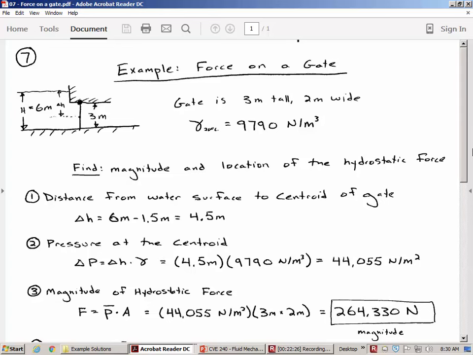Okay, step 2, what's the pressure at the centroid? So 44 kilopascals is at the centroid. Magnitude of the hydrostatic force is the pressure at the centroid. So this P with a line over it, I sometimes will call that P bar. That just means pressure at the centroid. It's a pressure at a specific point. Pressure at the centroid times the area. So the magnitude of the hydrostatic force is 264 kilonewtons. All right. Any questions so far?